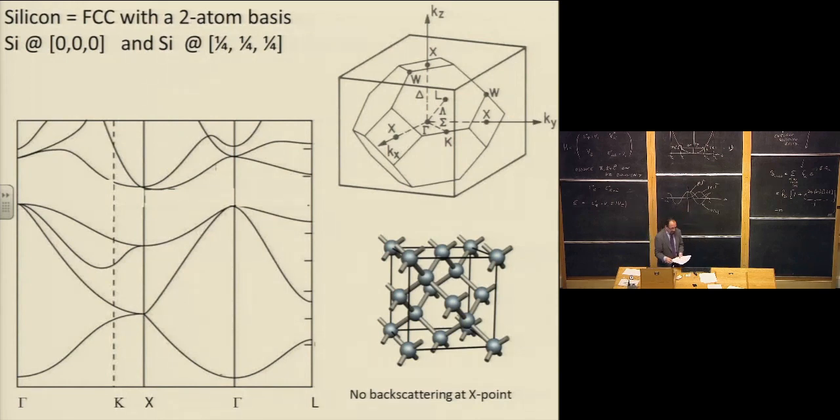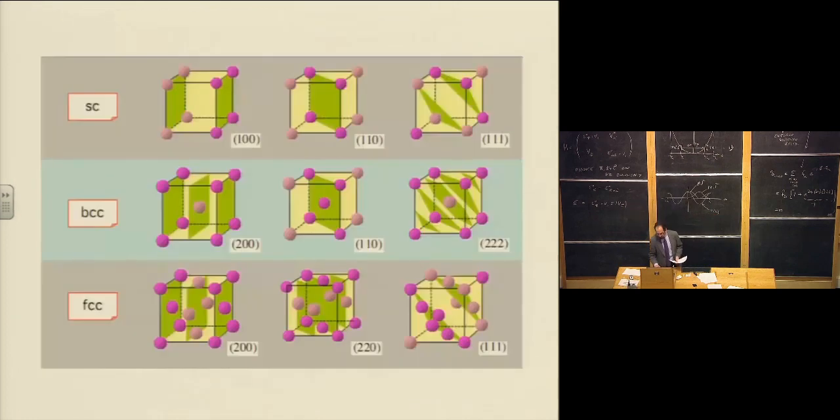And this physics actually occurs for X-rays in silicon. There's no scattering of X-rays for silicon in the 200 direction. It occurs for electrons. There's no backscattering at the X point for electrons in silicon. It also occurs for phonons.